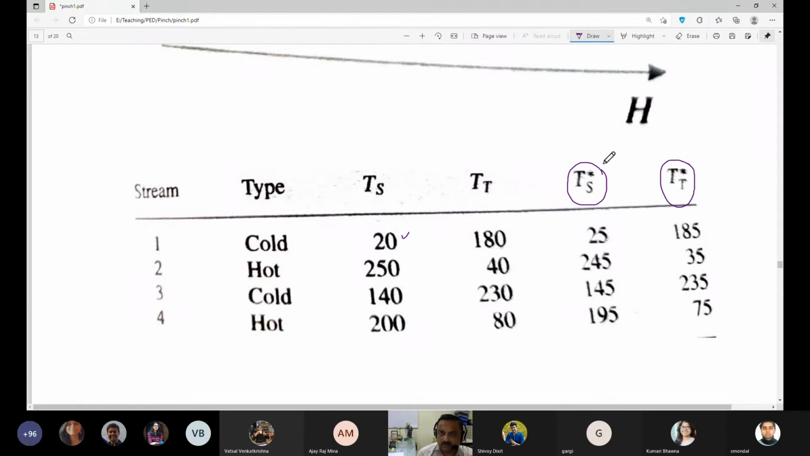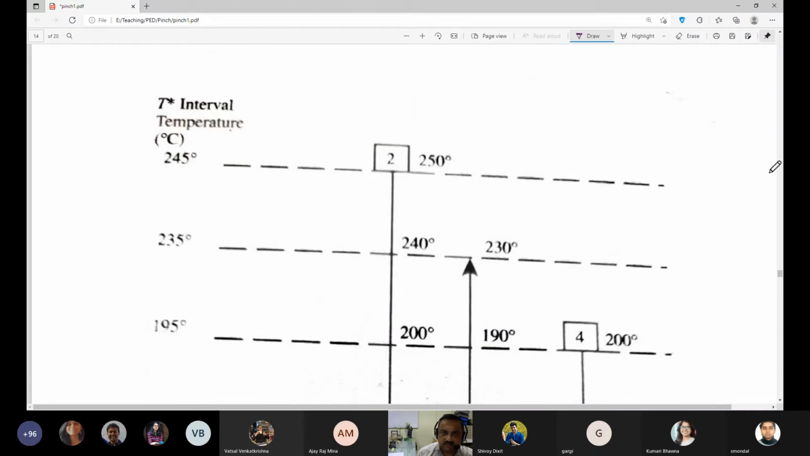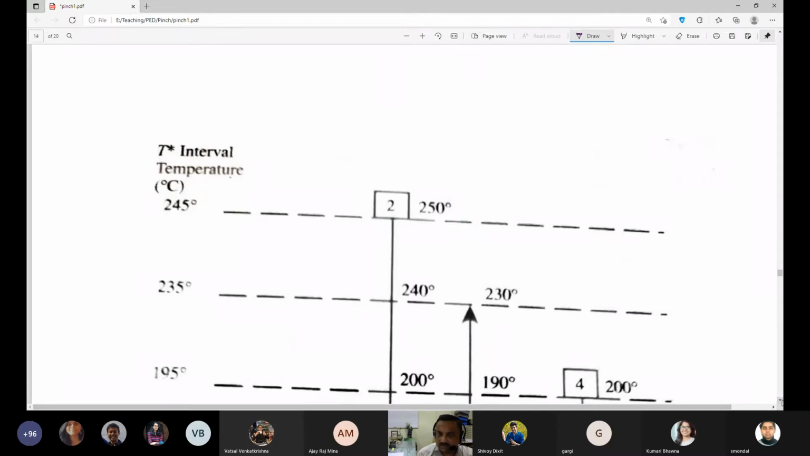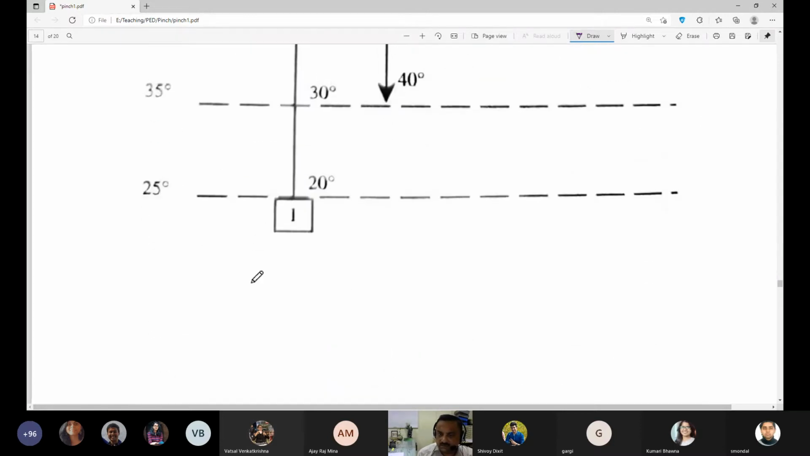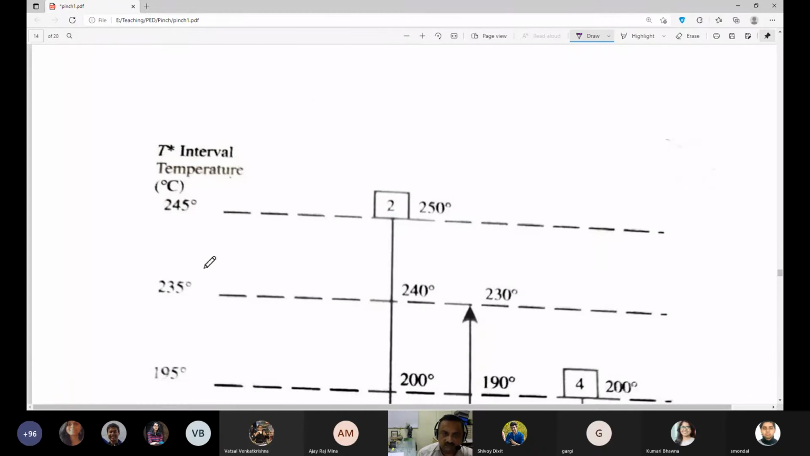Now, if we work with these modified temperatures and draw the temperature versus enthalpy plot, we can expect that the two lines will simply merge, right? So now we work with this modified system. You can see the temperature values given here. It is not 250, it is not 20, it is 25 now. So all the cold temperatures are increased by 5 degrees and the hot are decreased by 5 degrees.